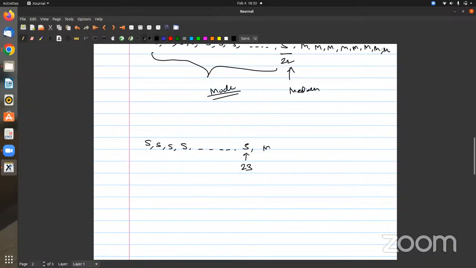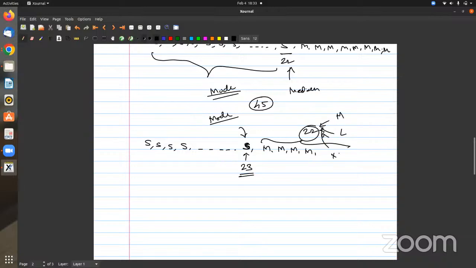And if others are having jersey size M also, like all M's, how many M's should be there? 22 only, right? Because in total I have 45 players. So if S is the median, then S is also the mode. The other 22 can have medium, large, or any other size as well, but they cannot exceed this number, right?